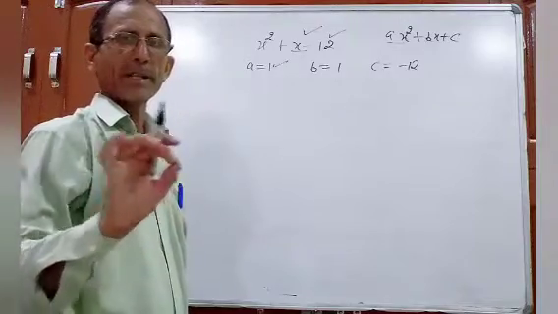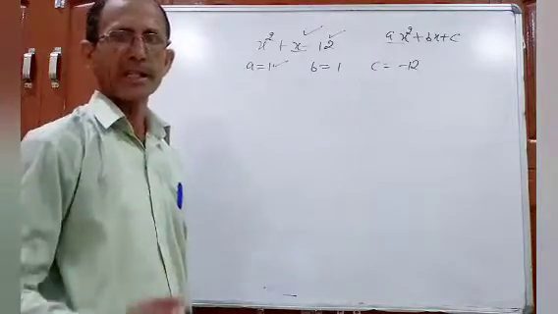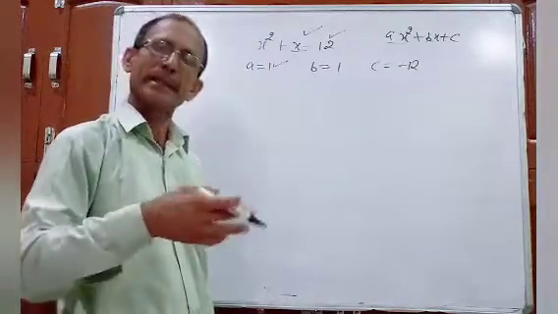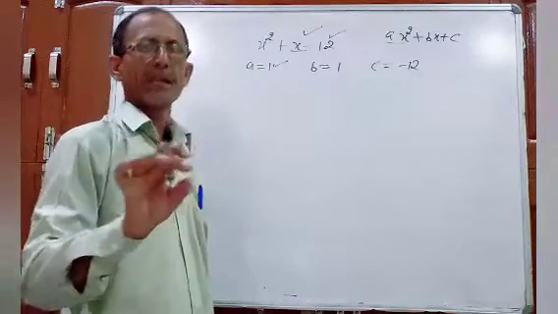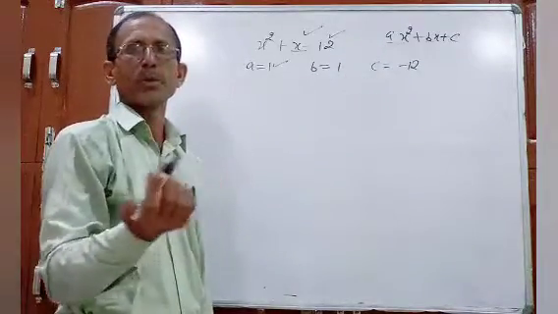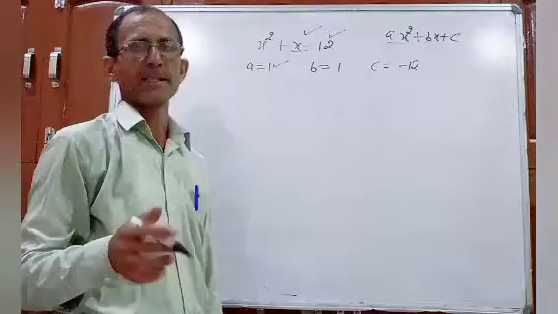Are you understanding the difference between variable and constant? All the alphabets A, B, C, D, P, L, M, N, K, any alphabet, these are variables, and all the numbers which are fixed, meaning 1, 2, 7, 5, these are constants.